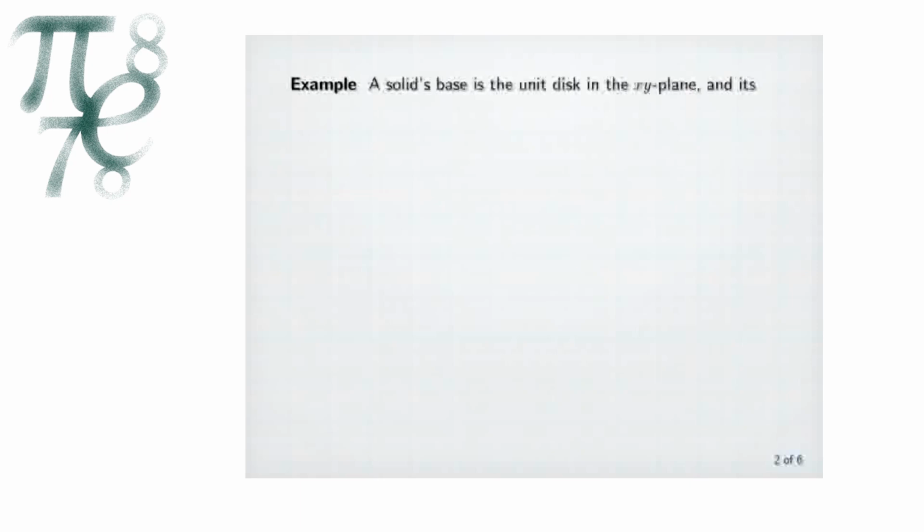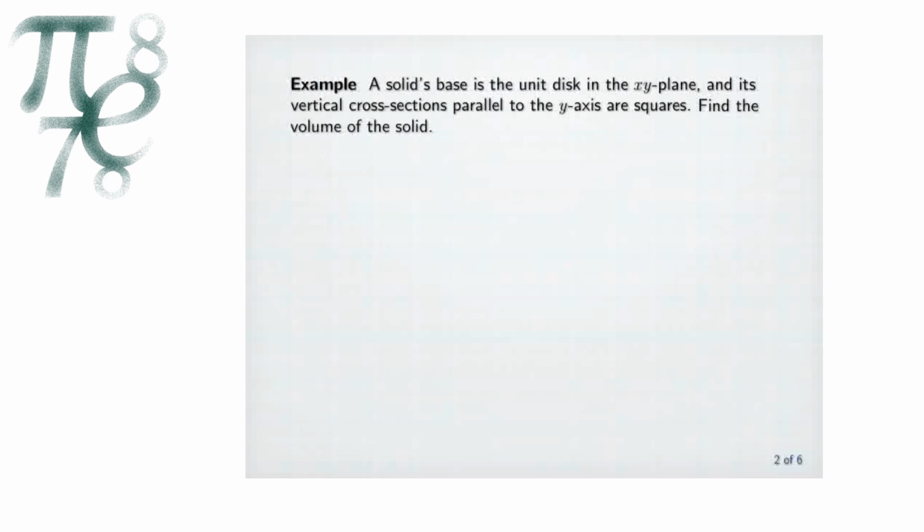Example: a solid disk in the xy plane, and its vertical cross-sections parallel to the y-axis are squares. Find the volume of the solid. To get a picture of the solid here, imagine first the xy plane lying horizontally as shown here with the unit circle, which is the base. Here's a typical vertical cross-section parallel to the y-axis, or perpendicular to the x-axis. And this is what the solid looks like.